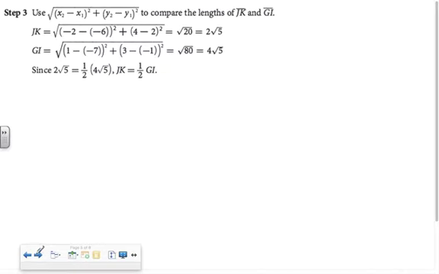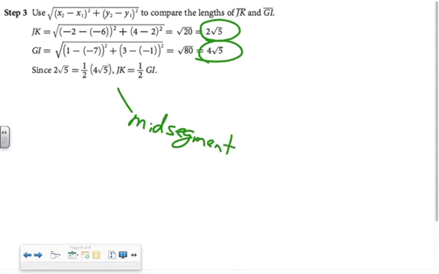Then they used the distance formula, which we saw in Module 1, to compare the lengths of JK and GI. So they found the length of JK, it's 2 times the square root of 5. They found the length of GI, which is 4 times the square root of 5. And since 2 square root of 5 equals half of 4 times the square root of 5, JK, the midsegment, equals 1/2 GI, the third side.